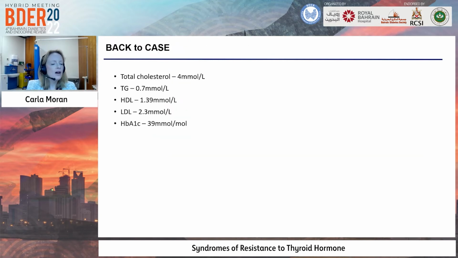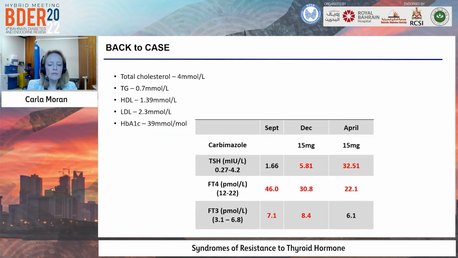So if we go back to our case, we measured his lipid profile and screened him for diabetes, and these tests were unremarkable. I felt that he had relative cardiac thyrotoxicosis because of the atrial fibrillation, and so I felt it would be beneficial to lower his thyroid hormone levels.